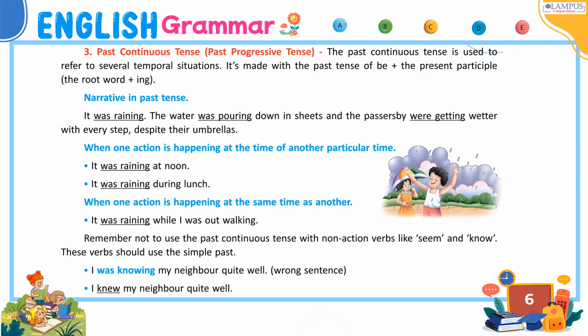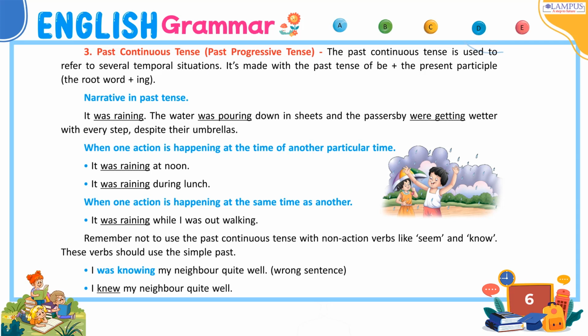When one action is happening at the time of another particular time. It was raining at noon. It was raining during lunch. When one action is happening at the same time as another. It was raining while I was out walking.